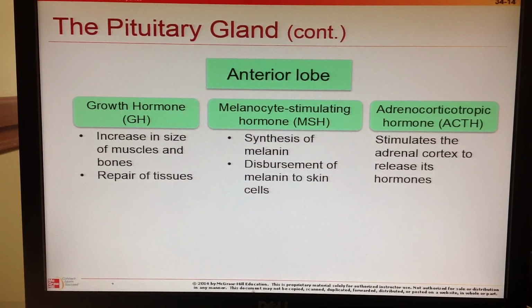Adrenocorticotropic hormone, or ACTH, stimulates the adrenal cortex. Does anybody remember where the adrenals are located? Remember, the adrenals are located on top of the kidneys. They're like little caps. And the adrenals are also really important for releasing epinephrine and norepinephrine. So remember, that's like your adrenaline. And so the ACTH is what stimulates the adrenals to release epinephrine or adrenaline.